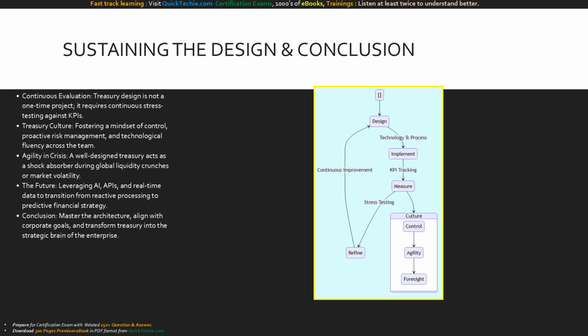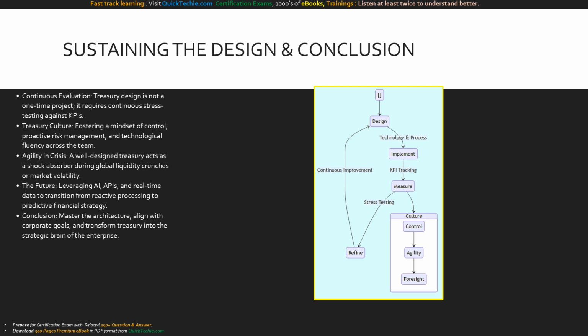Let's review our final diagram, the life cycle of treasury sustainability. This state diagram shows a continuous, infinite loop. We begin at design, which flows into implement, where we apply our technology and processes. From there, we move to measure, tracking our results against our KPIs. The insights from measurement drive us to refine, where we stress test our models and adapt to new market realities. This refinement feeds right back into a new phase of design.